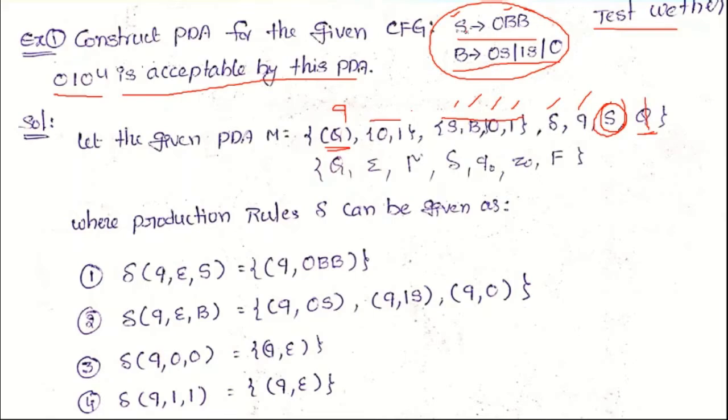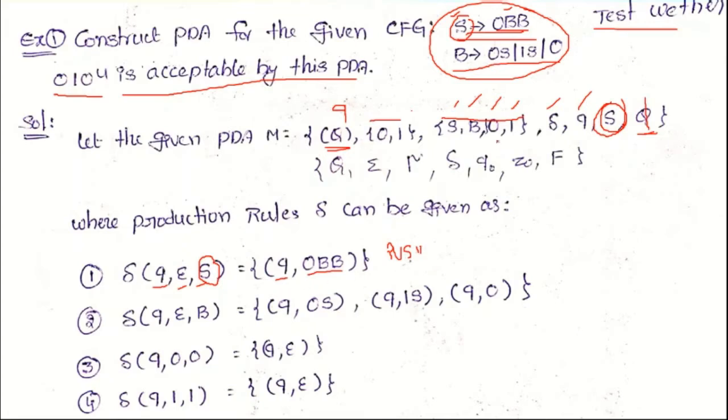So consider each and every production rule. The first production rule is S derives 0BB. Here S is a non-terminal, so we can write as per rule 1: delta of Q comma epsilon comma S is equivalent to whatever the RHS of S is, so that is Q comma 0BB. Here 0BB is the RHS of the S production, that's why in the place of S we can push 0BB into the stack. So this is nothing but the push operation.